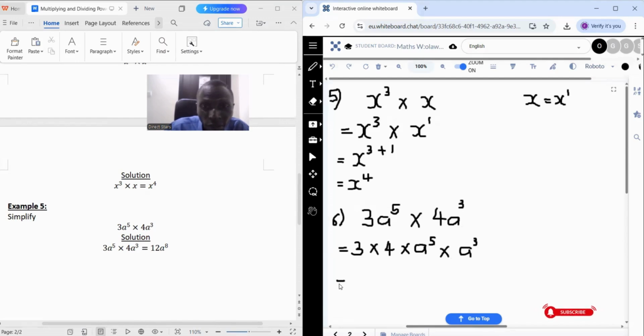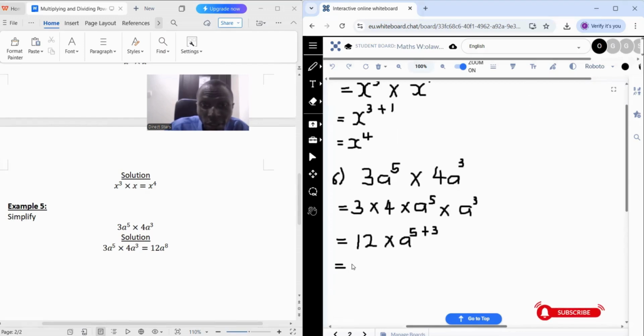And have this to be 3 times 4. We're going to have that to be 12. Then multiplied. For the variables, we have a raised to the power 5 plus 3. Since we have the same base, we can have our answer here to be 12a raised to the power of 8.